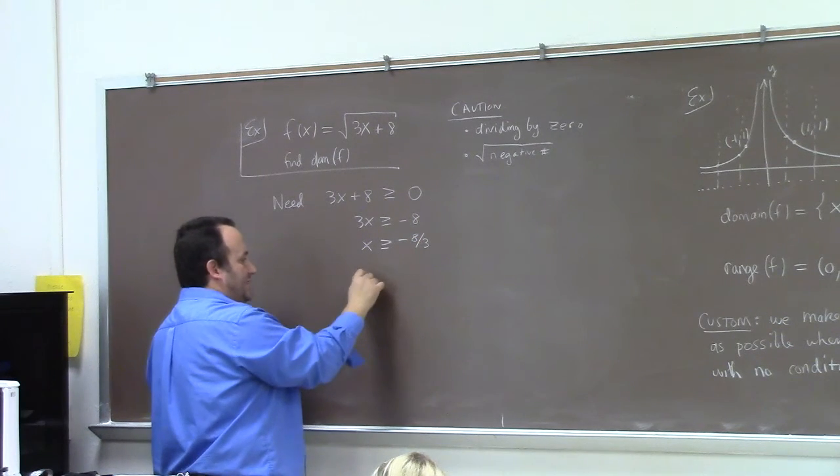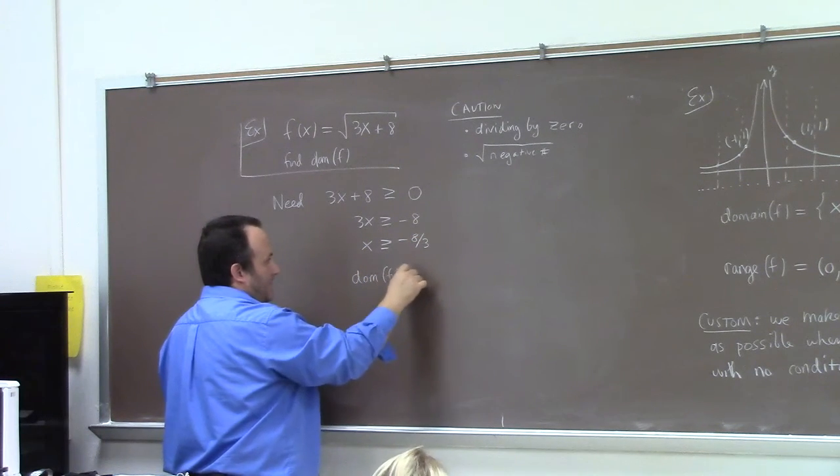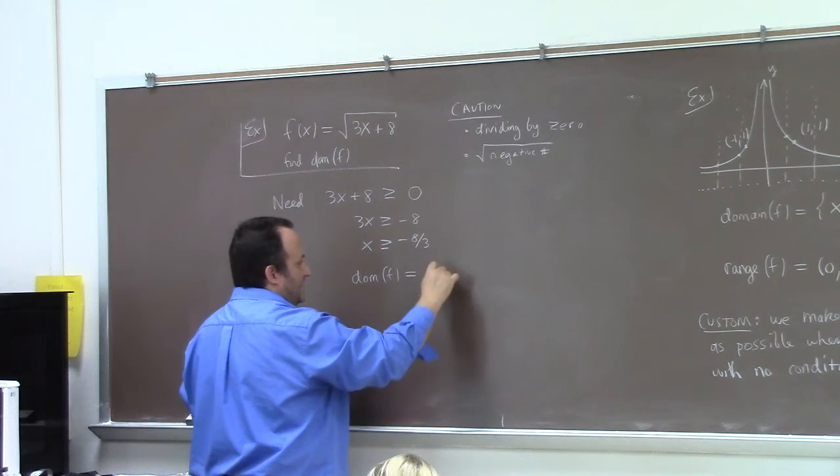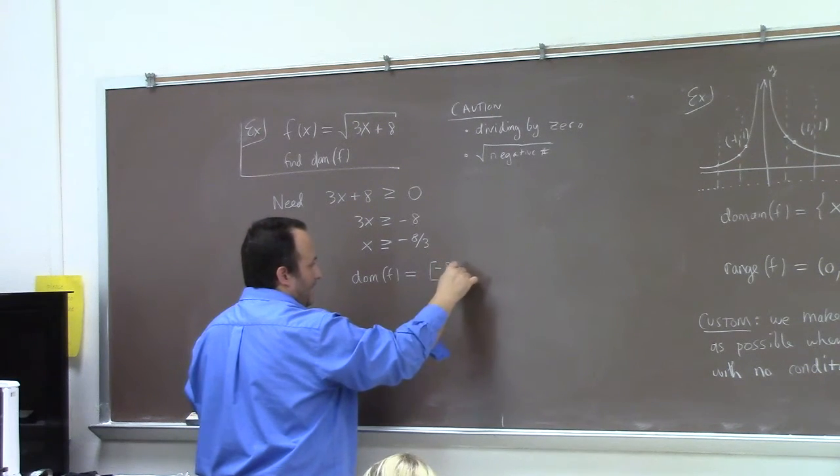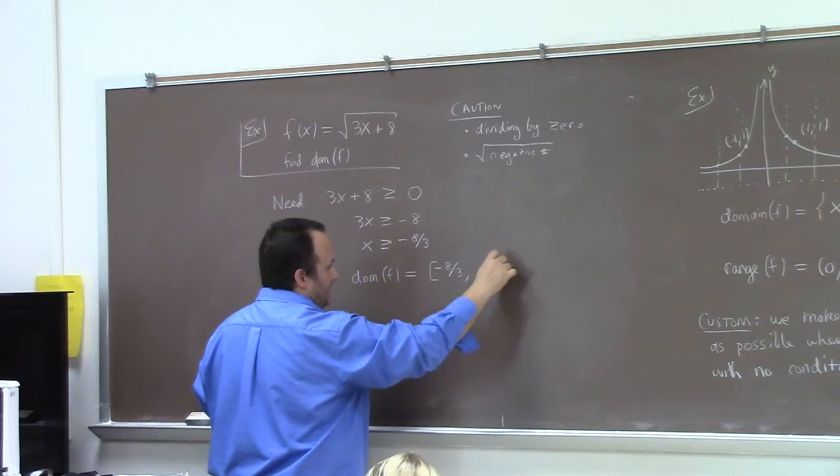So my domain, it would appear, is minus 8/3 included, all the way on out to infinity. There you go.